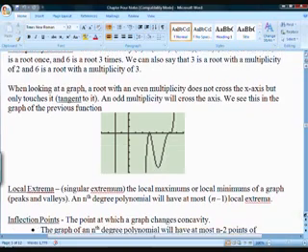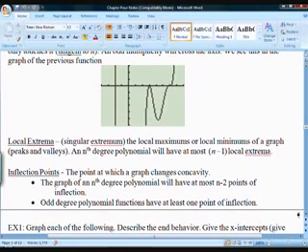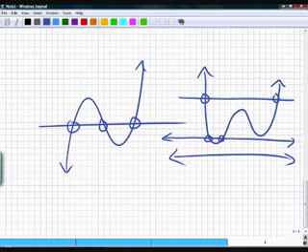So the next part we've already gone over. Local extrema, or extremum, is your maximums and minimums, and we use our graphing calculator to find that. Later on you'll use calculus to find it. An nth degree polynomial will have at most n minus 1 local extrema. Let's talk about why that's true.